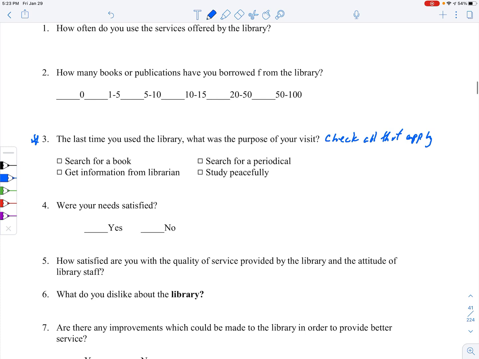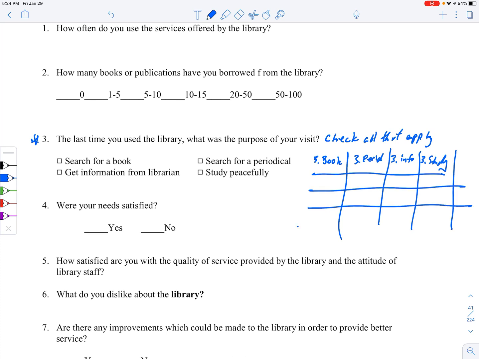When you set up your spreadsheet, this is what the thing is going to look like. So remember, you've got rows and columns and so on. And so here are the different columns you've got. This would be question 3, and then the answer is book. Question 3, the answer is periodical. And then we've got question 3, the answer is get info from the librarian. And then question 3, answer is study. So these are 4 different columns then in your spreadsheet, and of course you've got a respondent for each row. And the way that you will code this then is that if they check it off, then you will put in a 1. So this particular person came in to search for a book and to get some information from the library. This person was only looking for a periodical. This person did all 3, that kind of thing here.